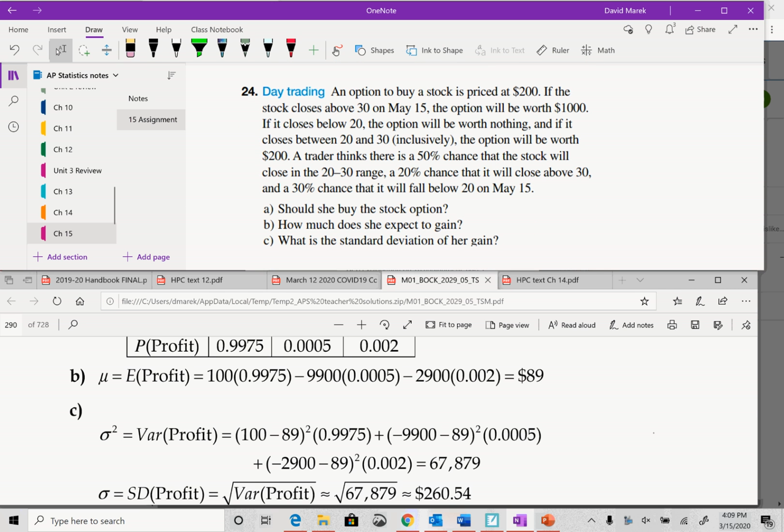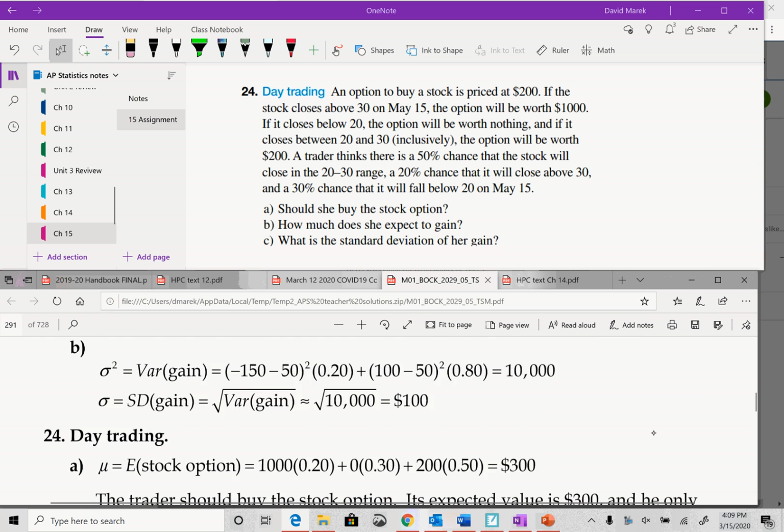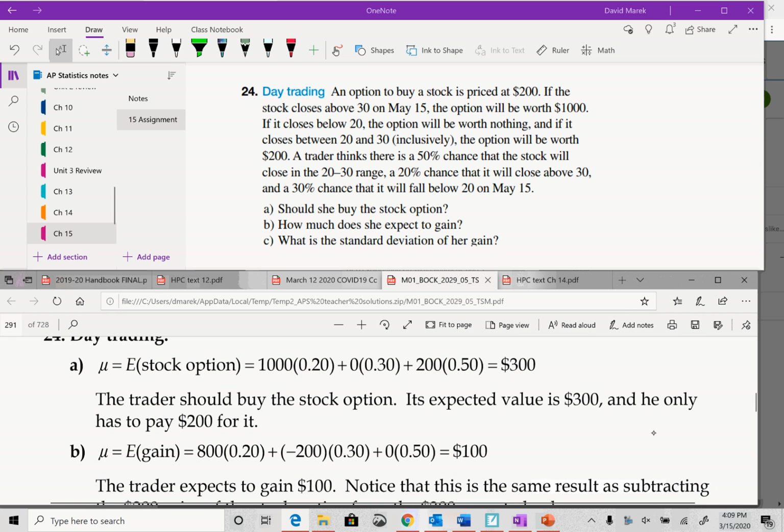24. Suppose we're going to do some day trading. All right. So, should she buy that stock option? Well, what's the expected outcome? If she does this over and over again, what's the mean? How much is she going to win? How much is she going to lose?